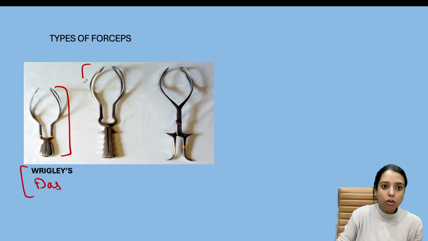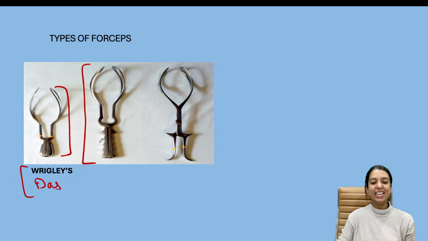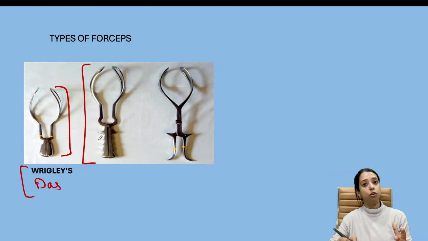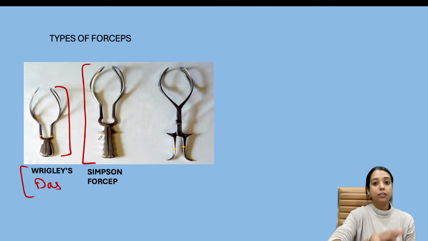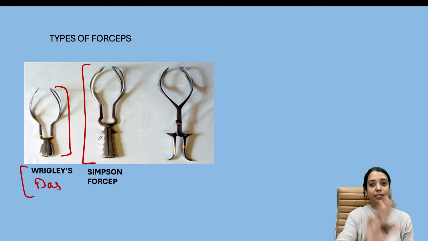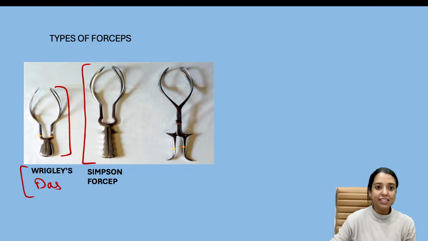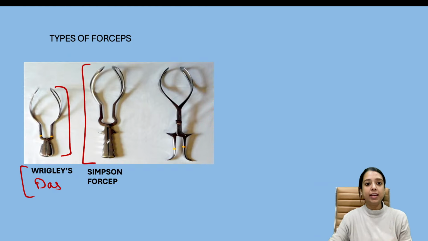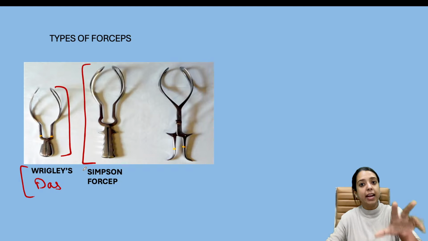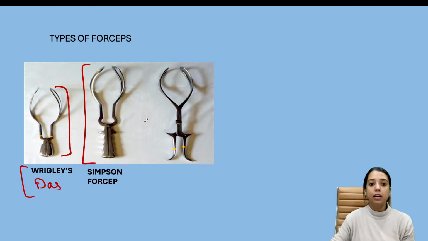When you see a long forceps, it is for mid cavity forceps. It is Simpson forceps. Simpson is just like Wrigley's. Only thing is the shanks are longer. So you can go inside and you can apply more force. It is Simpson. Third forceps looks very different from other two.